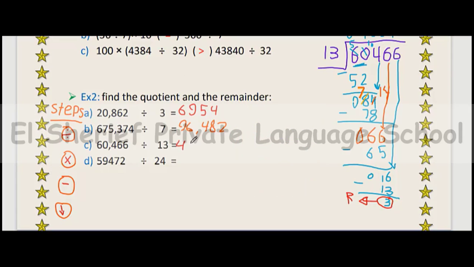The quotient is 4651, and the remainder we symbolize with R equal 3.